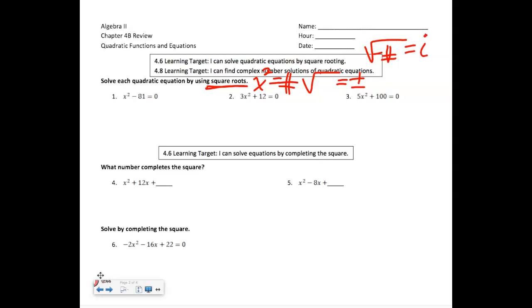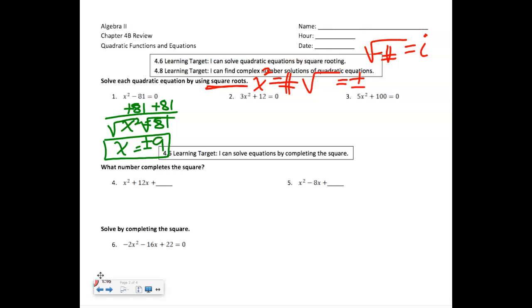Okay. So number one is probably the easiest problem I have on this page. What should I do first? I'm going to add the 81. And then we are going to square root, and x is going to equal plus or minus 9. Okay, do you guys see how that was our easiest problem today? Everyone can handle one of those on Wednesday.